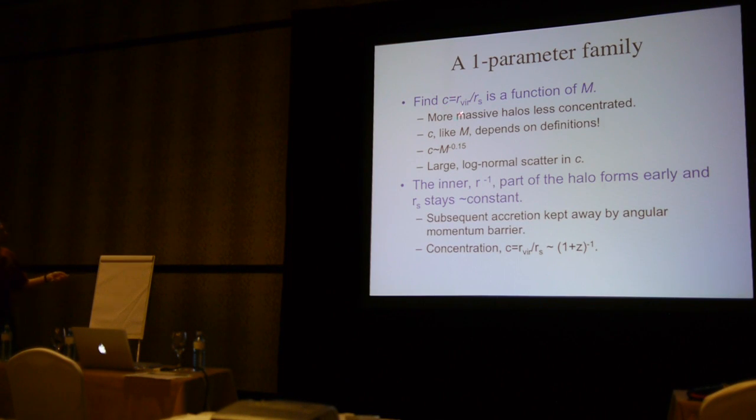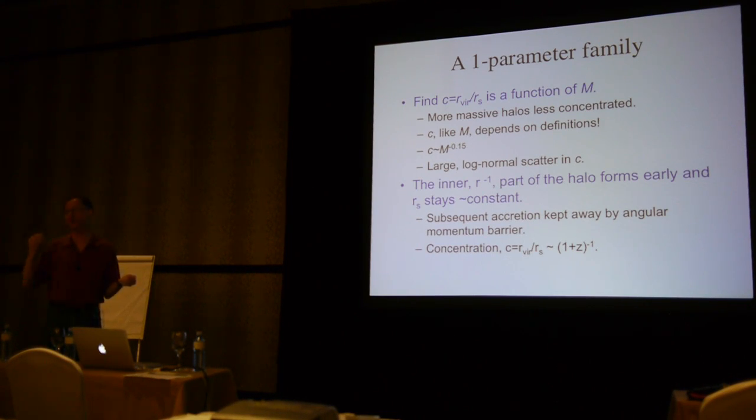This concentration parameter, which is defined to be the virial radius divided by the scale radius, is a function of the mass, and so my two-parameter family becomes a one-parameter family, in the sense that more massive halos are less concentrated. Of course, these halos live in a beaded filamentary web. For a star, it's pretty obvious where the surface is, more or less. For a halo, it's completely not obvious where the surface is, and so it's totally unclear what you mean by the mass of a halo.